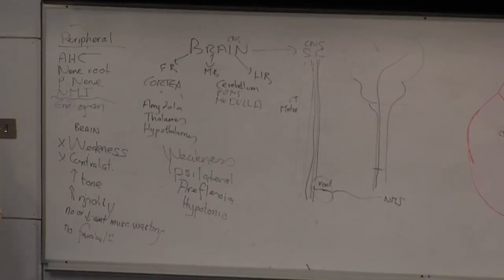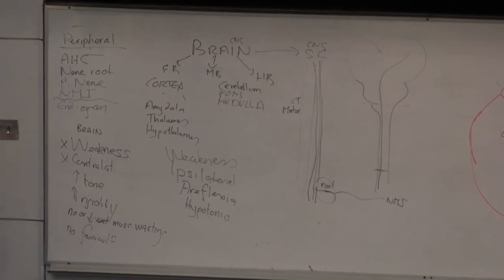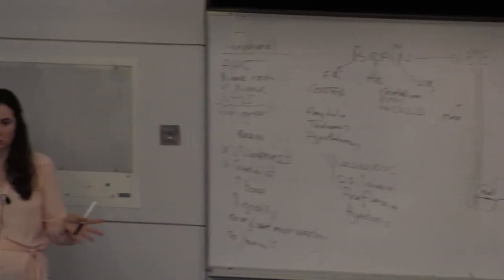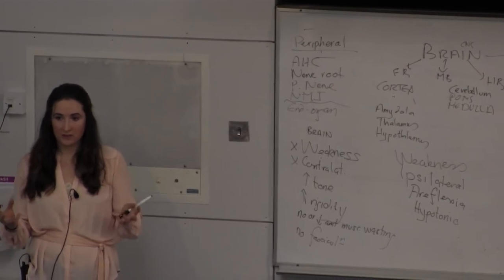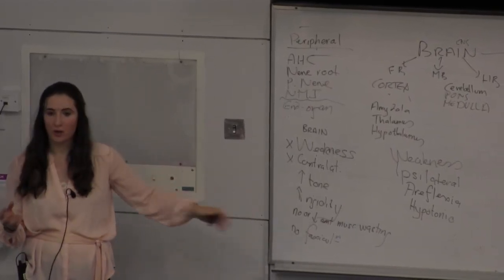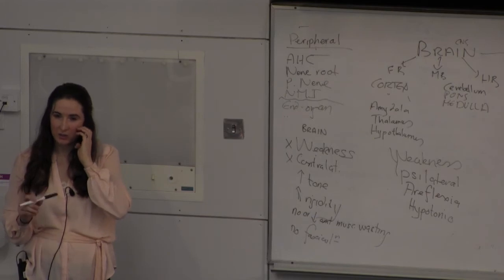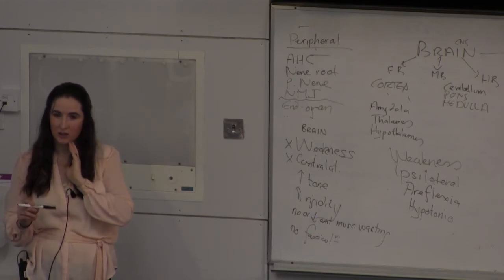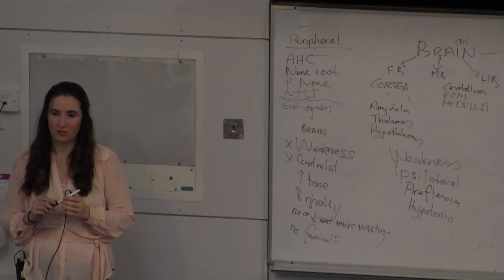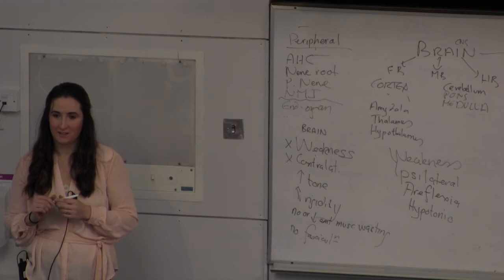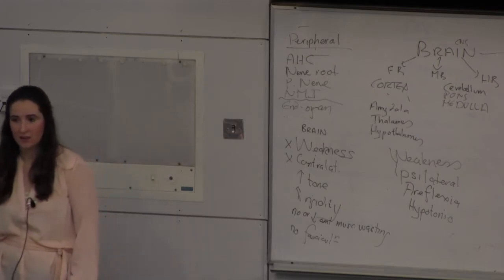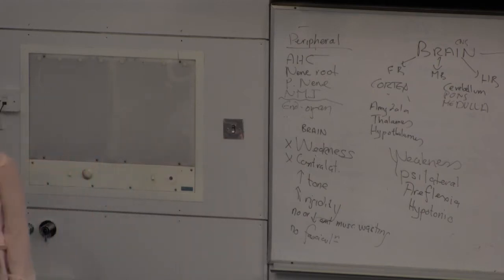Okay, so in the exam, those are two really key patterns that you should be looking for. Weakness. You will get weakness with both, but then you want to see, is the weakness ipsilateral or contralateral? How do you know if it's ipsilateral or contralateral? If I have weakness all down this side of my body, and I'm holding my arm like this and like that, how do you know if that's ipsilateral or contralateral? What do you need to know about me?